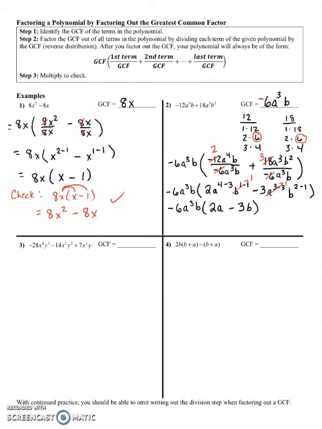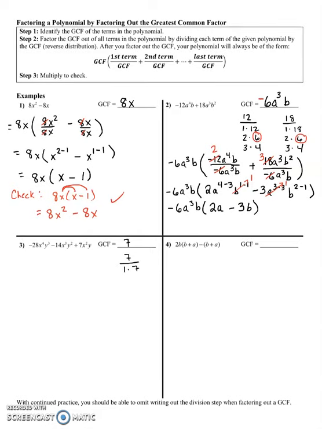Well, the only thing that we get from 7 is 1 times 7. So does 7 go into 14? Yes. Does 7 go into 28? Yes. So 7 is part of our GCF.